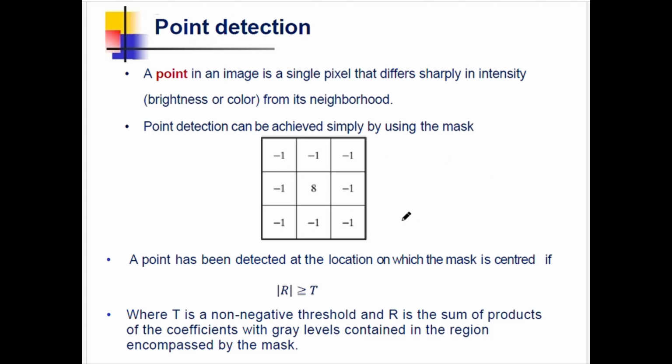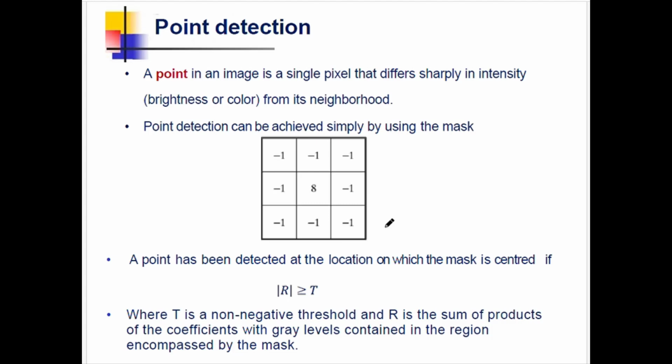Okay. How to get that point? How to identify that point? A point has been detected at the location on which the mask is centered if mod R is greater than or equal to T. What do you have to do? You have to apply this mask on the image.